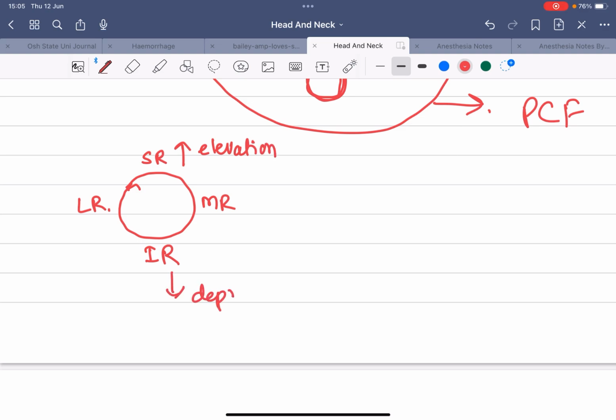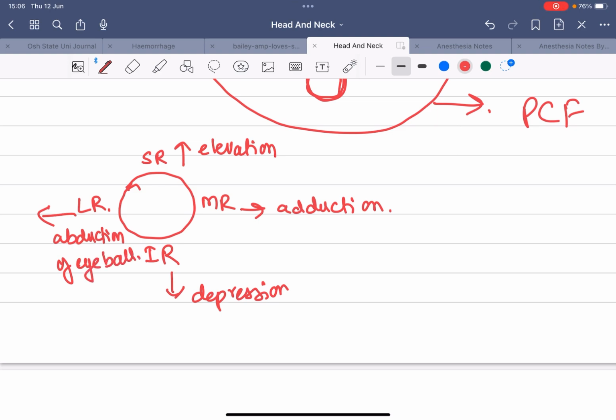Medial rectus will place the eyeball medially, or it will cause adduction also. And lateral rectus will go in this direction, so it will cause what? Abduction of the eyeball. If the eyeball is moving in this direction, this is known as intorsion. If it is in this direction, this is known as extorsion.